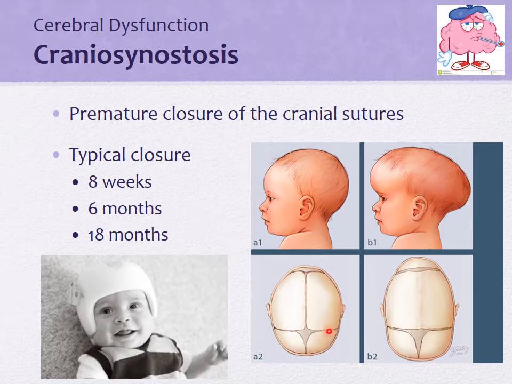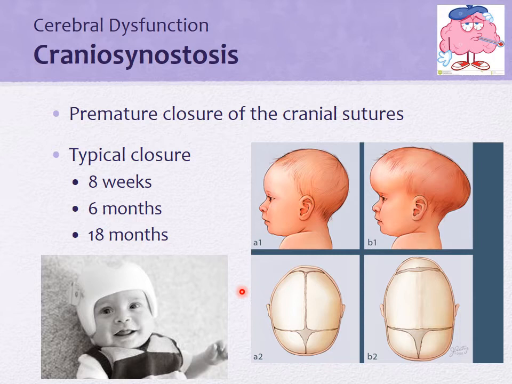But remember, typical closure: by 8 weeks, or 2 months, the posterior fontanelle is closed. By 6 months, you'll start to see that the suture lines are beginning to interlock their serrated edges and come together, which is normal. And then by 18 months, the anterior fontanelle will close. Those are the typical closures.